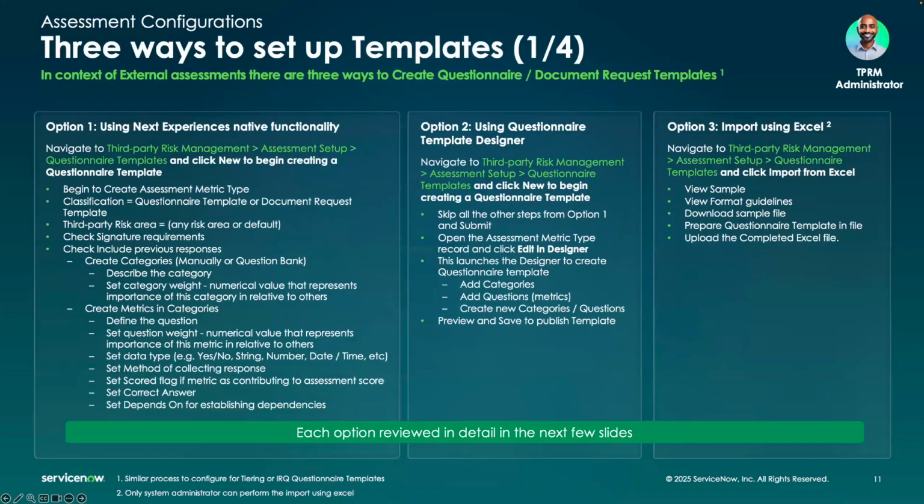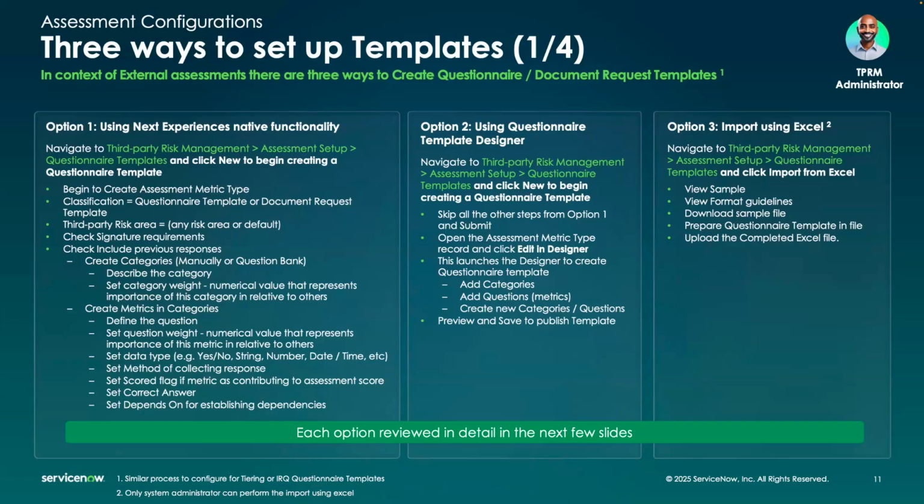Moving on, there are three ways to set up templates. In the context of external assessments, the options available are using Next Experience native functionality, using the questionnaire template designer, and import using Excel or a spreadsheet. There's a lot of verbiage here, but really what this slide intends to capture is how you would go about setting up these templates in various options. Each of these options is reviewed in detail in the next few slides, so we will cover this.